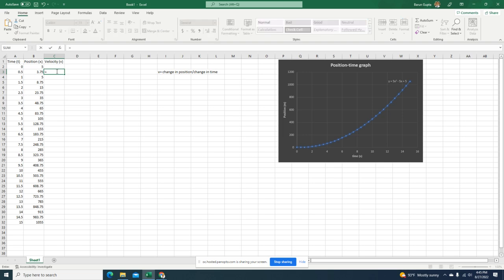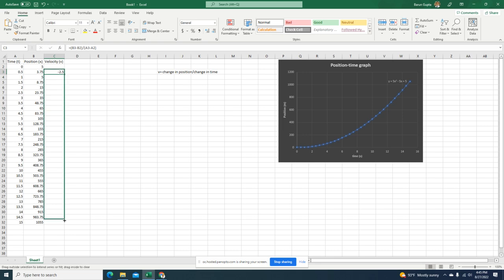That means we need to know the change in position. So here we're going to use the derivative. So the change in position is this minus this. And this change in position happened between these two times. So this is my change in time. Within this time, 0.5 second, this is the change in position that happened. So that's my velocity.